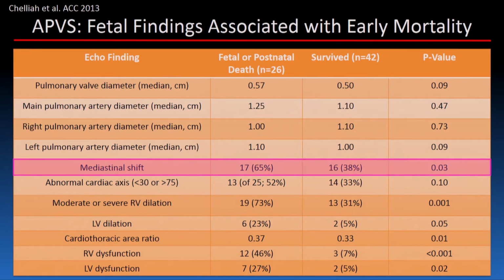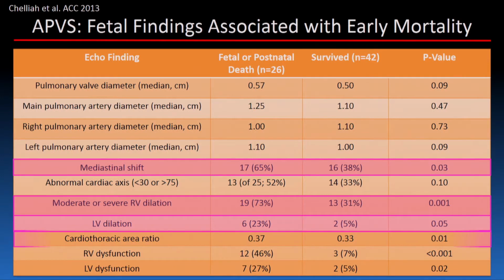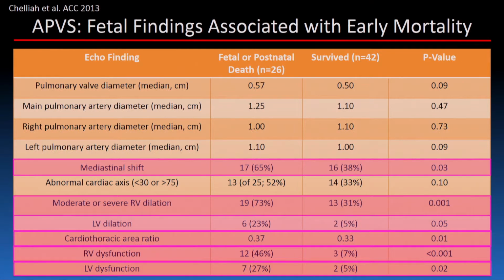And when you look at this, mediastinal shift had a significant association with fetal death, or postnatal death as well. Moderate to severe RV dilation, LV dilation, cardiothoracic area ratio, and both right and left ventricular dysfunction. So in our fetus that we just examined, we saw the progression of disease, and now we can correlate that again with early mortality in this condition.